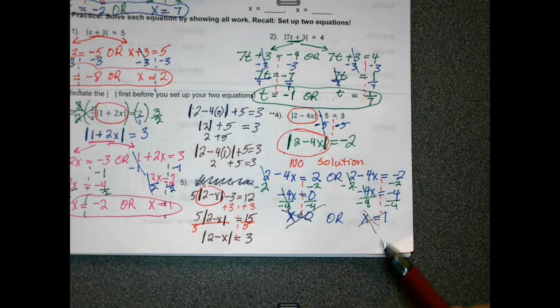Okay. Want me to keep going? Let's see, x equals 5, and then the other one, negative 1.